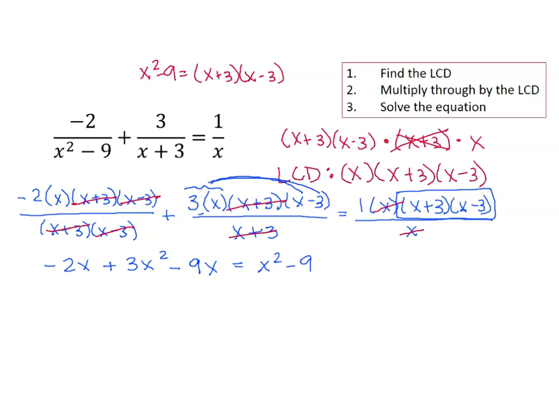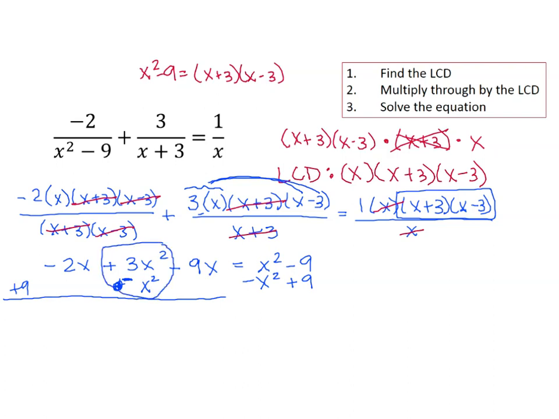Since we have an x squared term, that means it's going to be a quadratic, which means we need to get everything over to the same side and set equal to 0. And I'm going to keep my x squared term positive. So I'm going to subtract x squared from both sides, and I'm going to add 9 to both sides. I'm going to subtract an x squared here, and I'm going to add 9. I'm going to write it over there because it doesn't have any like terms.